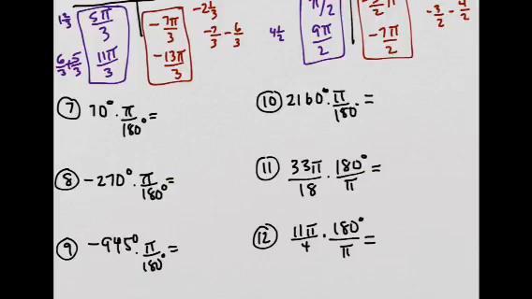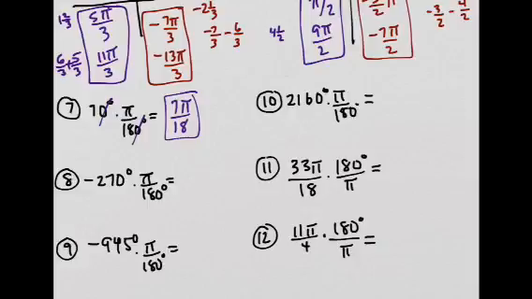Alright, so 7 through 10 are degrees that are going to be converted into radians. So we multiply all of them by pi over 180. Okay, so we get, I can reduce by 10, so you're left with 7 pi over 18, and that's as simplified as we can get it.